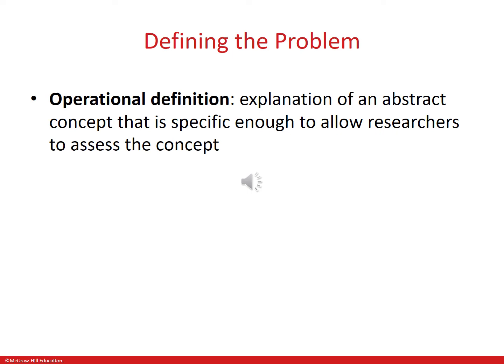An operational definition is an explanation of an abstract concept that allows a researcher to assess or measure that concept and to communicate about it clearly. For example, the word status could mean many different things. Sometimes it means how things currently are, as in, what's your status, or what's your current marital status? It can also mean prestige or respect, as in, that's a high status job.